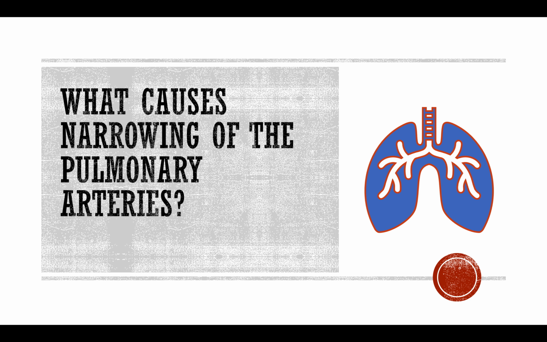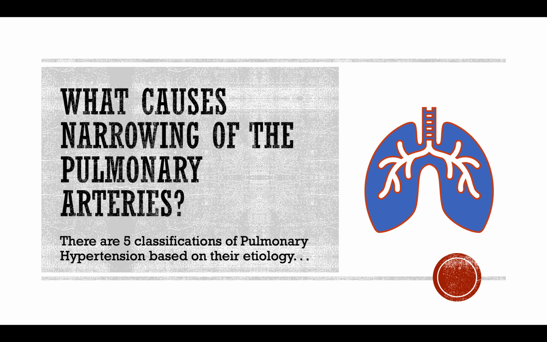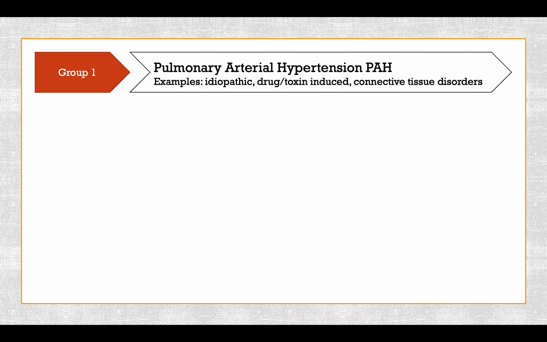So what causes the narrowing of the pulmonary arteries? There are 5 different classifications of pulmonary hypertension based on their etiology or causes, and we'll look at those here in a sec. The first group is the pulmonary arterial hypertension. This sometimes can be used as a broad overterm. Sometimes you'll hear people say PAH, and they're talking about all of it, but it actually is group 1. They're idiopathic etiologies, drug or toxin-induced. Methamphetamines and cocaines can cause this. There's some other drugs as well. And connective tissue disorders, there's a whole list. These are the basic ones.